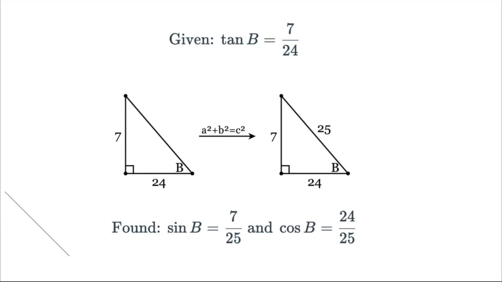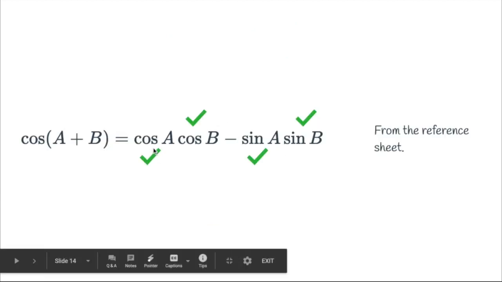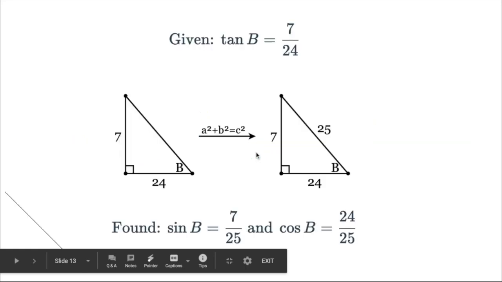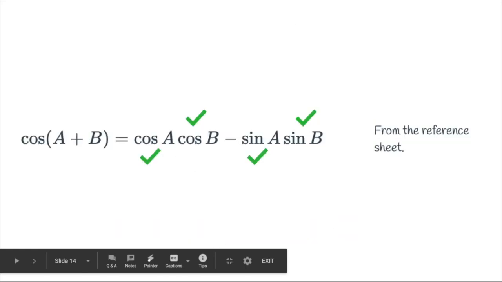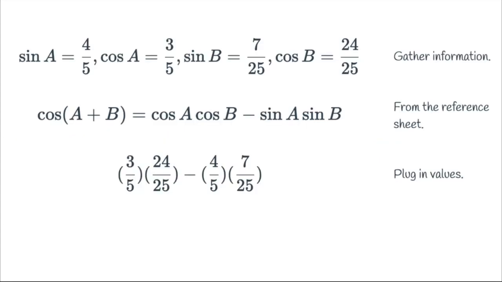So now you're going to look at your equation. We already have our A triangles. We have cosine of A and sine of A. And we just found, right, sine of B and cosine of B. So we are all good. We've got all of the information that we need to plug into this equation. So let's gather that all into one place.